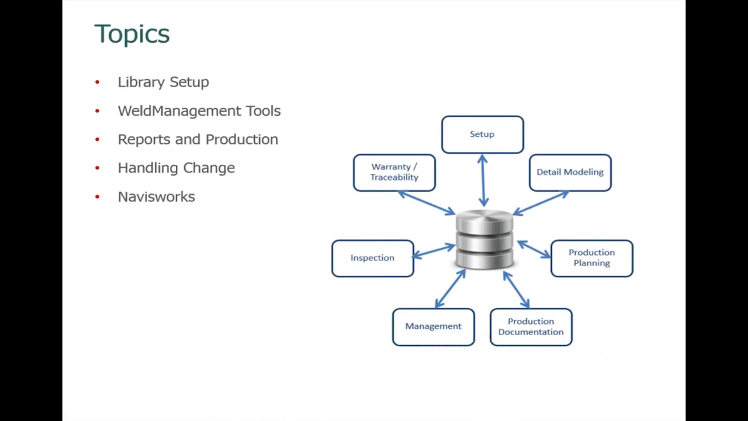So the basic outline of what we'll do today: we're going to look at setting up your project to work with welds. Then once we've got our project ready to go, we'll look at the tools that we actually work with in managing the welds, generating welds, editing welds, and so forth. Then the production information, generating reports and assembly drawings, how we handle change in weld management as the project changes after initial weld design has been done, and then we'll look at a few workflows with Navisworks as well.